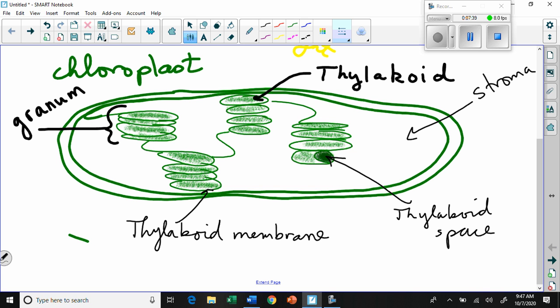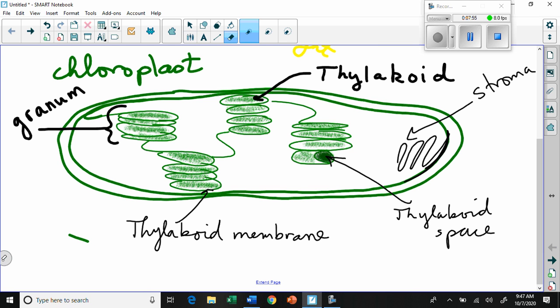So unlike the mitochondrion, where this inner membrane was where all the action happened, and remember how it was all spirally and bent up, instead, in the chloroplast, this membrane forms these specific structures.